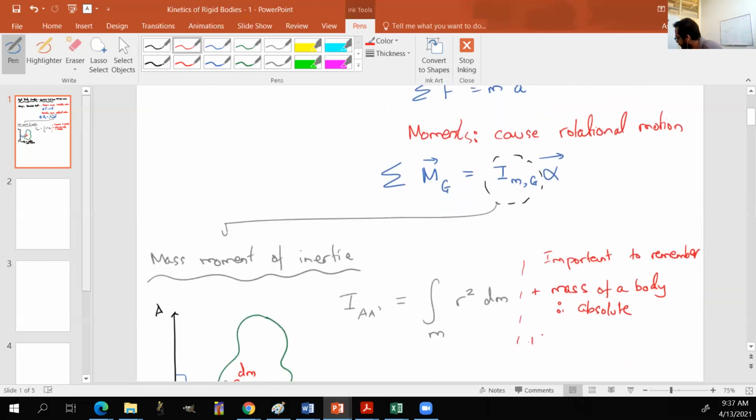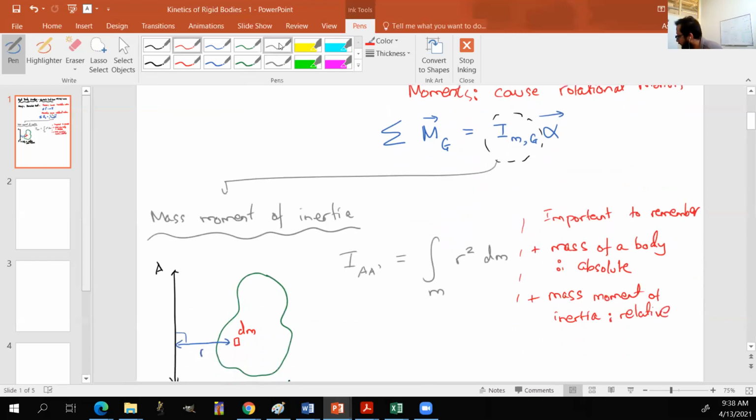But the mass moment of inertia, which goes into the second expression, where rotation is coming into the picture, is relative. And what is it relative to? It depends upon whatever axis about which you're considering the rotation to happen. Why does it depend on the axis? Because the axis is going to change what your distance r is, that you're integrating over to find out what your rotational inertia is going to be.